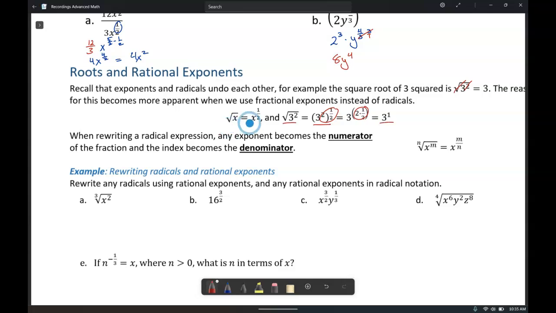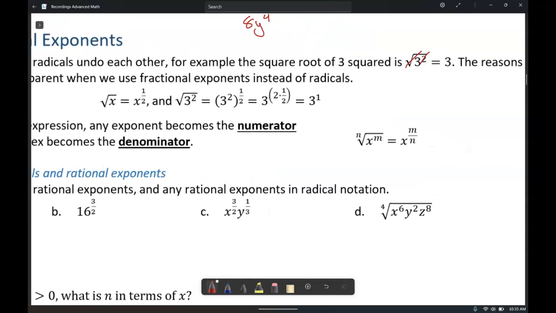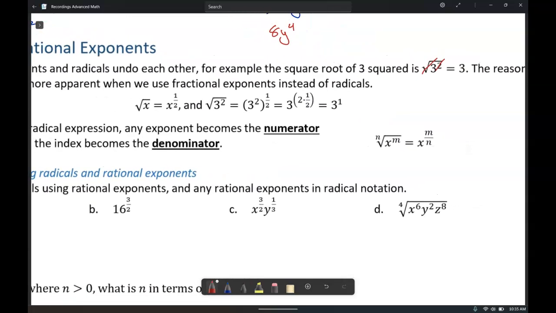So our general rule is that when we are rewriting a radical expression using rational exponents, the exponent is equivalent to the numerator of the fractional exponent, while the index is equivalent to the denominator of the rational exponent. And also as a side note, that exponent does not need to be on the inside. If I have the nth root of x raised to the m power, it is functionally equivalent.